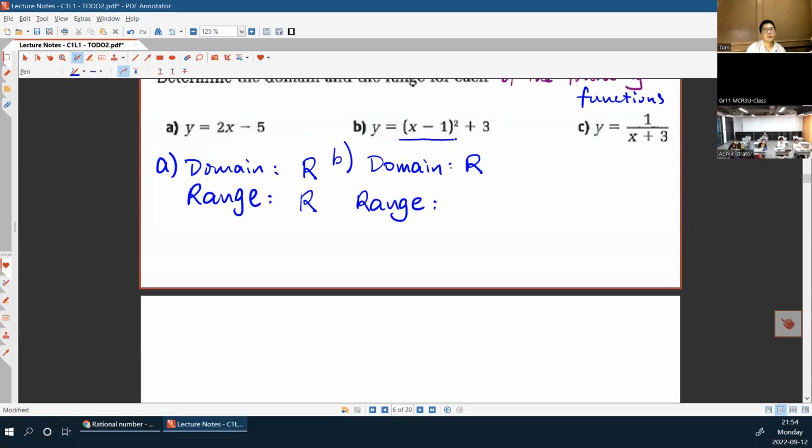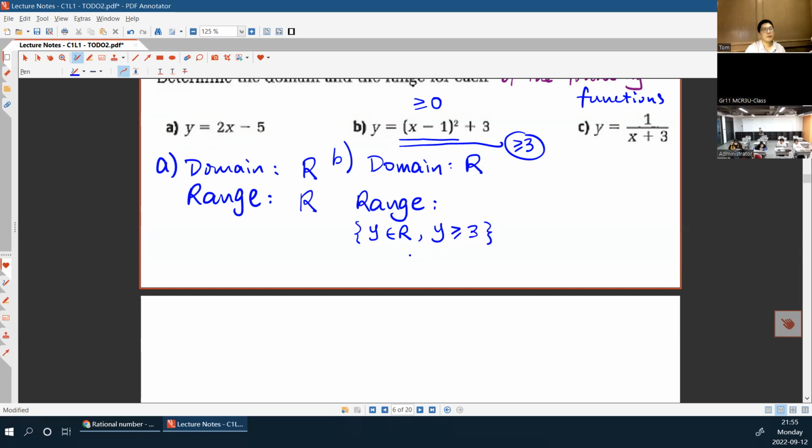Let's consider the first part. x can be any real number, so x minus 1 can also be any real number. Any real number squared is greater than or equal to 0, but cannot be negative, right? Then if you have a non-negative number plus 3, you have a number greater than or equal to 3, right? Therefore, the range is the set of numbers y belonging to the real numbers, where y is greater than or equal to 3.